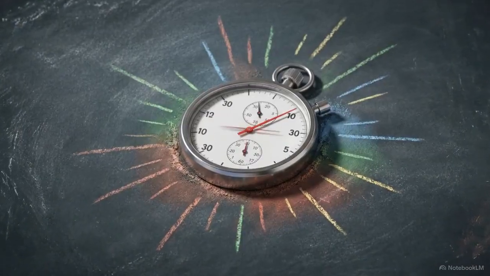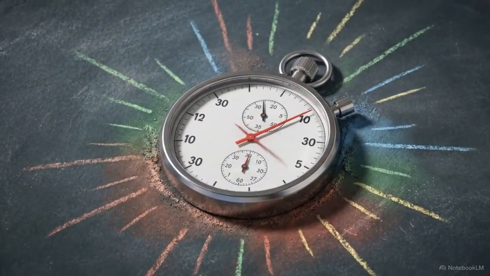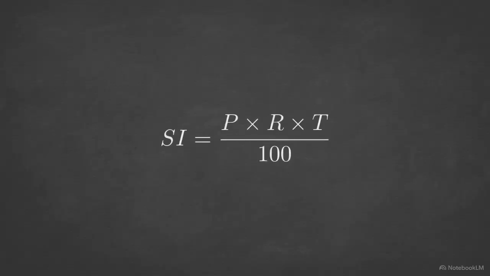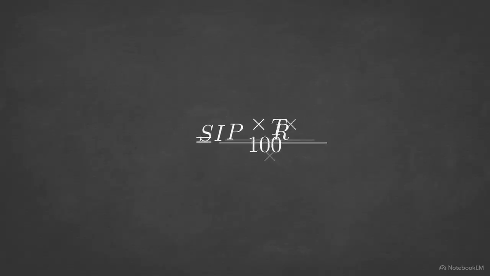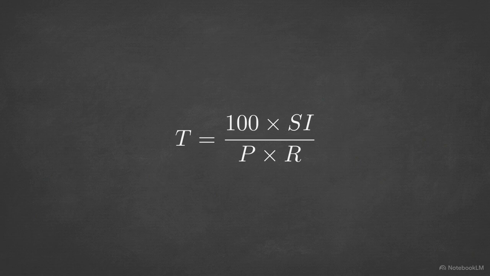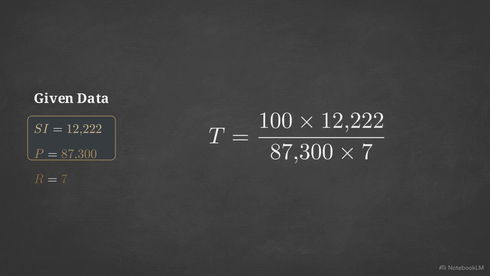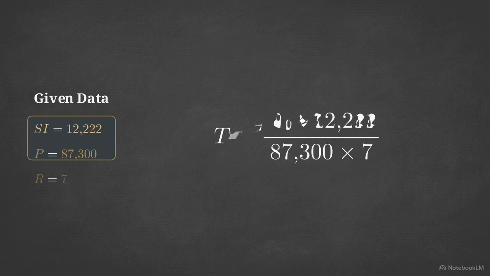On exam day, every single second counts. So let's look at a way to get this result even faster. We can rearrange the formula to find time directly. Time equals 100 times simple interest, divided by principal times rate. Plugging in our numbers, 100 times 12,222 over 87,300 times 7 moves quickly.